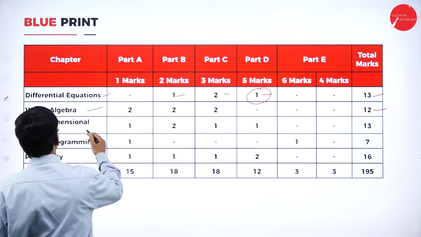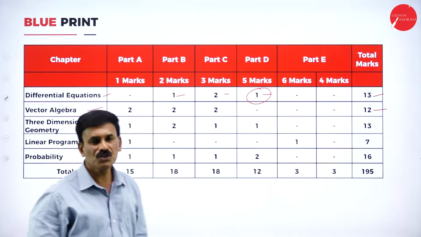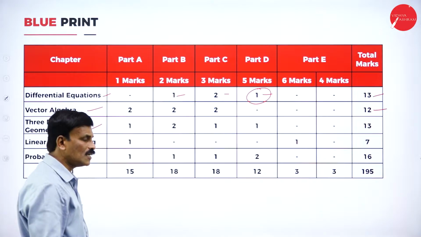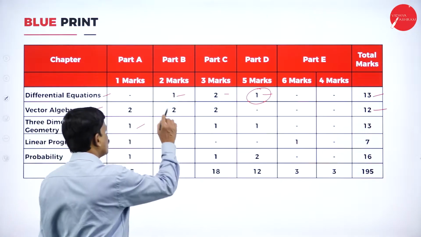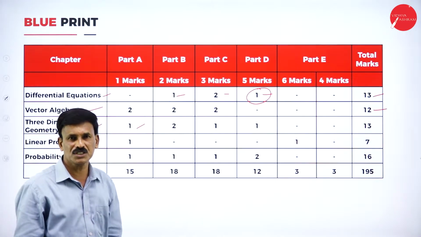Now let us come to the next chapter, three-dimensional geometry. Once you know the vector algebra, then it is easy for you to solve the problems in three-dimensional geometry. In 3D geometry you will expect one question for 1 mark. Usually it may be from finding the direction ratios or direction cosines.